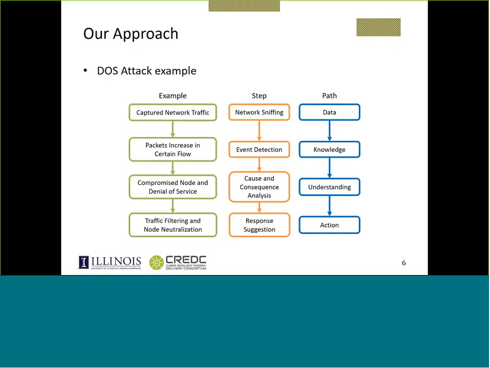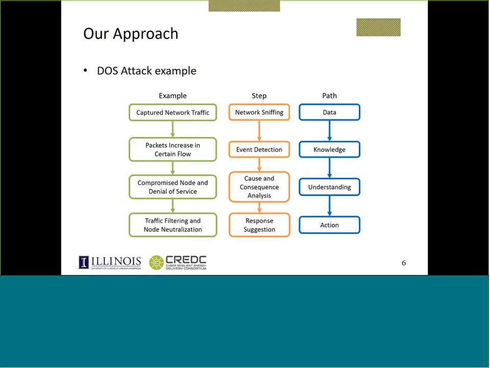Let me now use this DOS attack example to better illustrate the path and steps of our approach. First of all, we use network sniffing to capture network traffic as our data. Then we perform event detection, which can help us to turn data into knowledge. And by that, we can find some packet increase in certain flow.